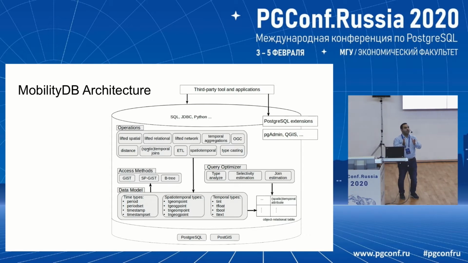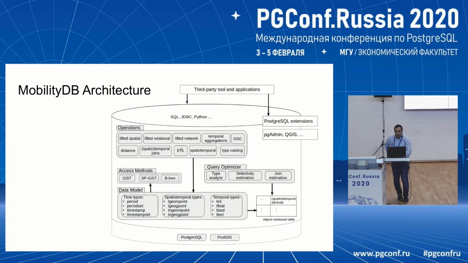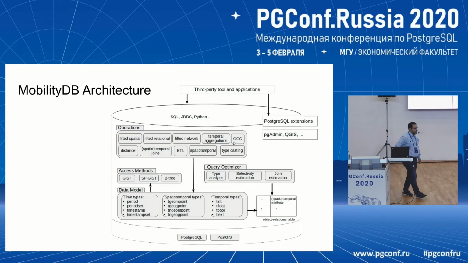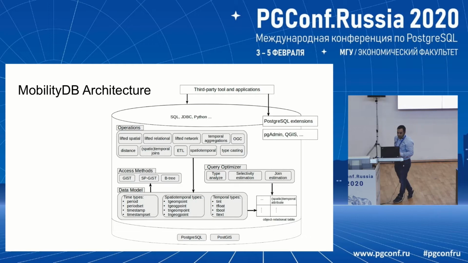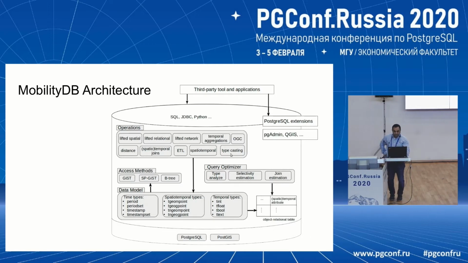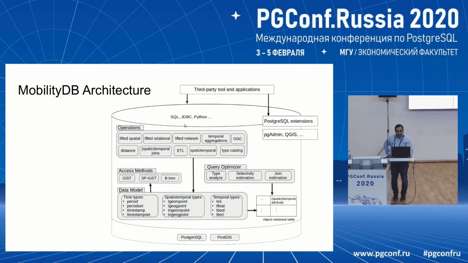You can do azimuth, direction, aggregations, predicates over them, some ETL to load this kind of data. The operations that are supported by the newer OGC standards on moving features are also there. All this is packaged in the extension.